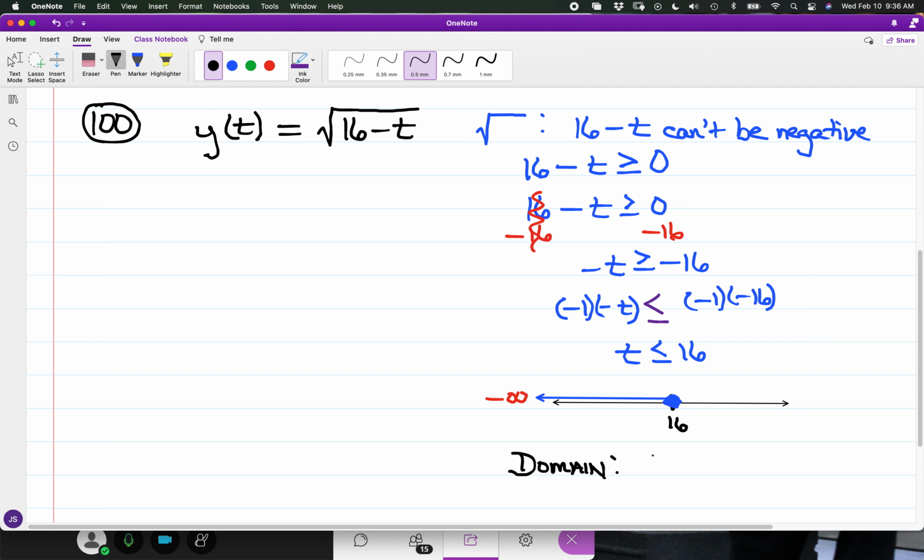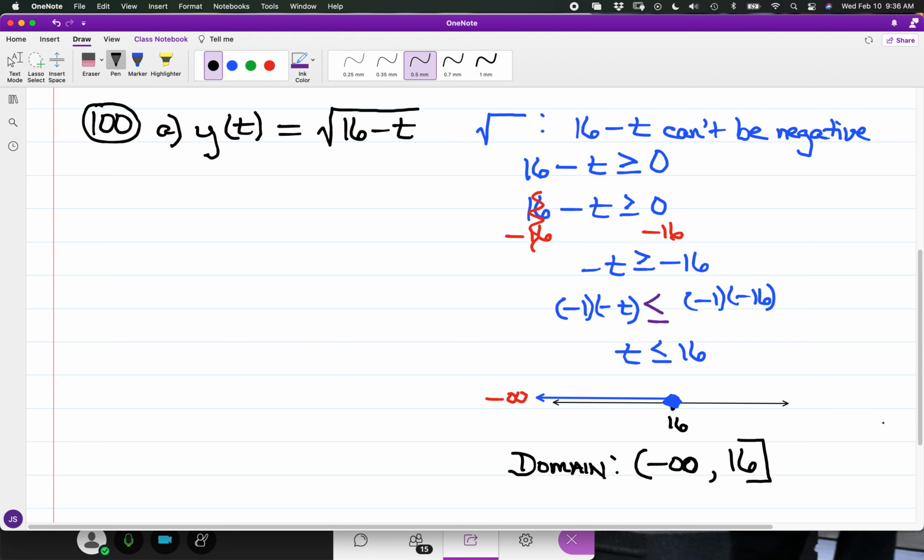And so as you read in order from left to right, we have negative infinity, which will be in the parenthesis, again due to infinities, positive and negative, being boundless. And we have approaching and including 16, and 16 is going to be in the bracket. And so that is going to be the result for part A of number 100.